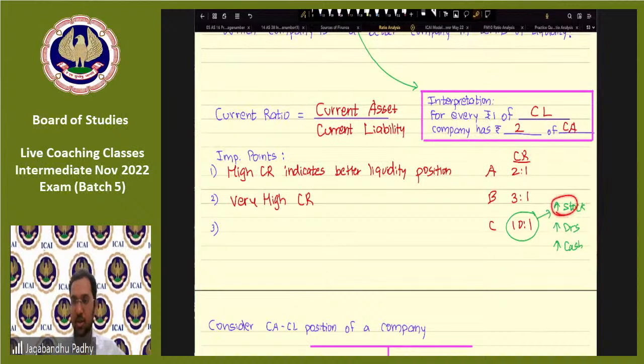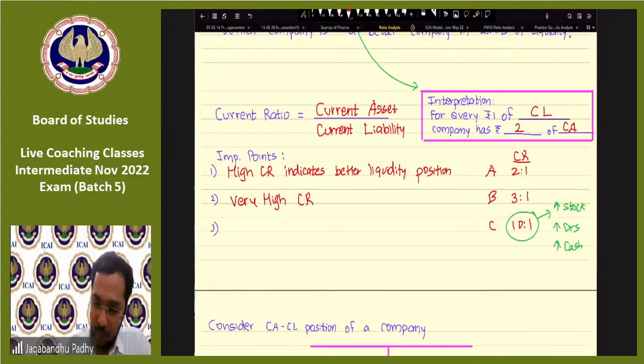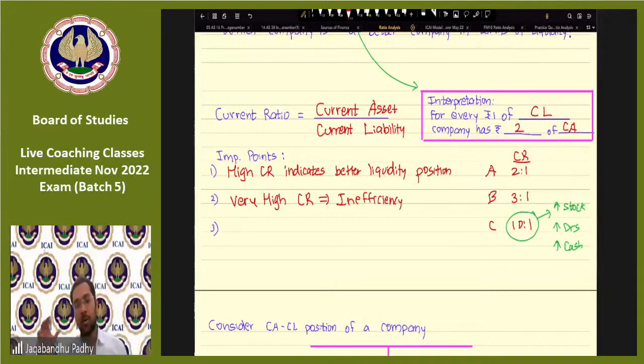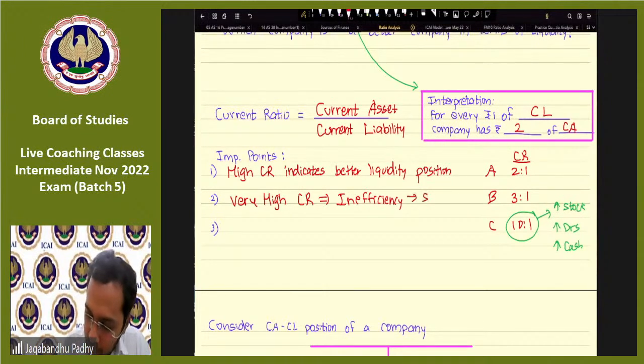if you have high stock, what does that indicate? If you have very high stock, what is the indication that it gives? It means very high current ratio. It indicates inefficiency. So how inefficiency? If you have got a huge amount of stock, it means you're not able to sell your product, right? So inefficiency maybe with regards to sale.